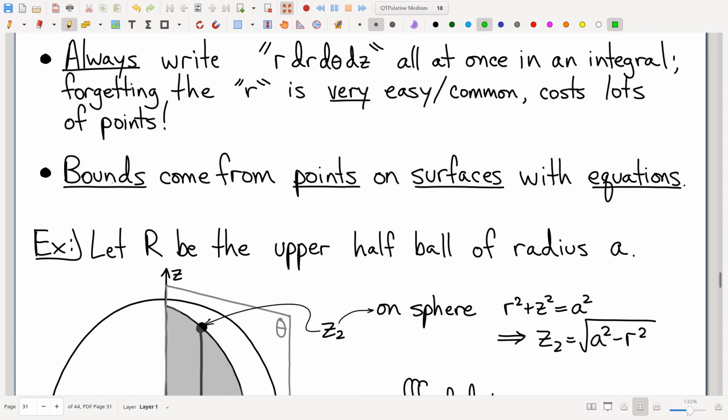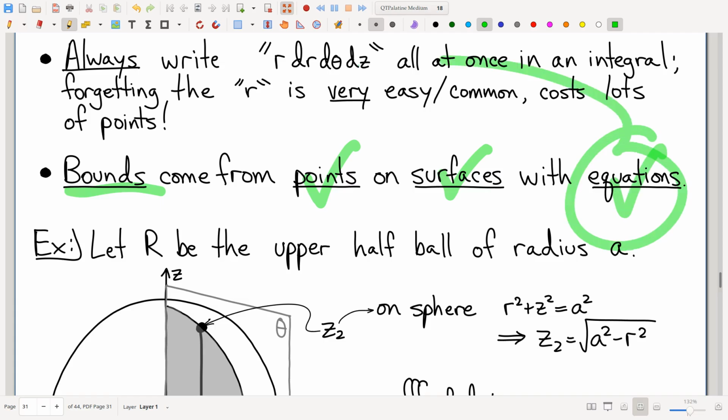And of course, as usual, how do we find bounds? We identify the relevant points. We recognize that they're on certain surfaces. And my pen just died. That's early. We write down the corresponding equations, and then we solve for whatever we need.